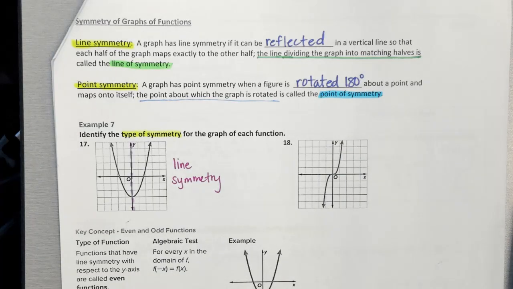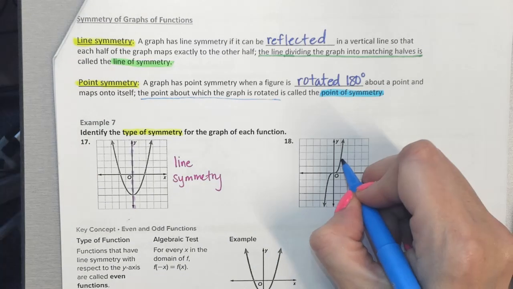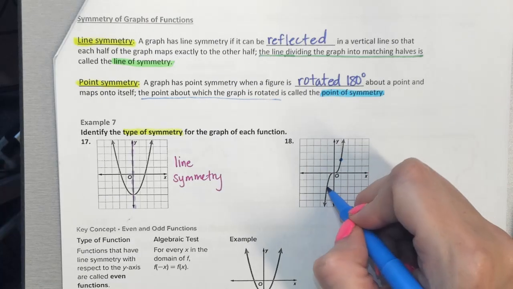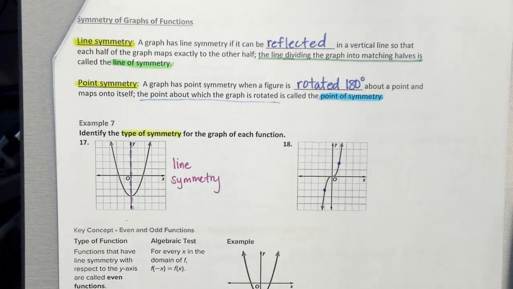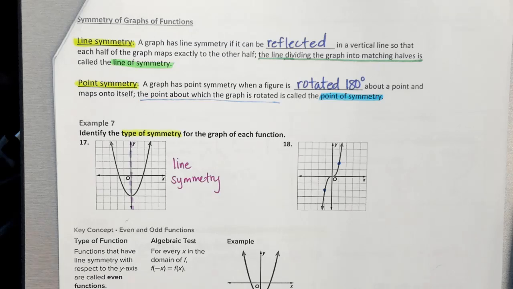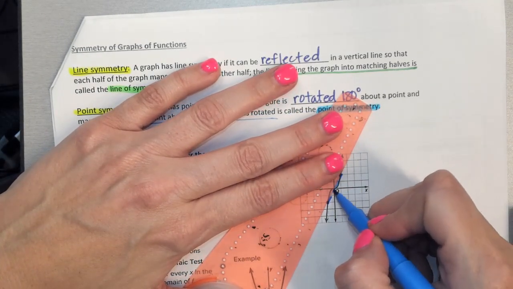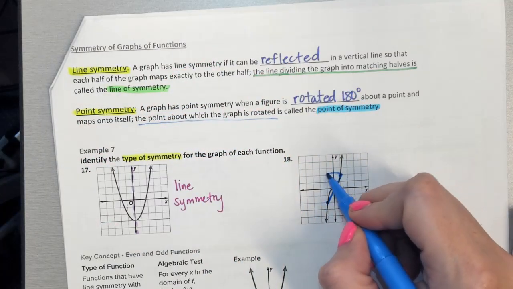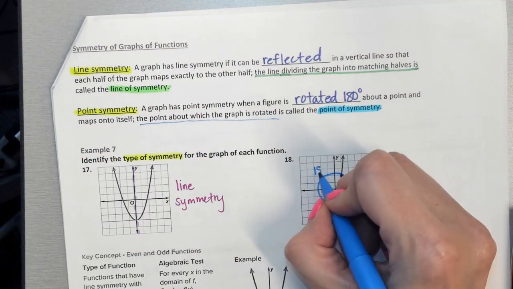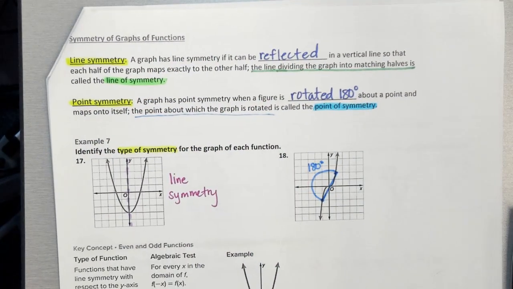There's a couple ways I do this. One way is I usually just pick a point and see if it makes a straight line, because 180 degrees is a straight line. Okay, so if these points make 180 degrees, it has rotational symmetry.